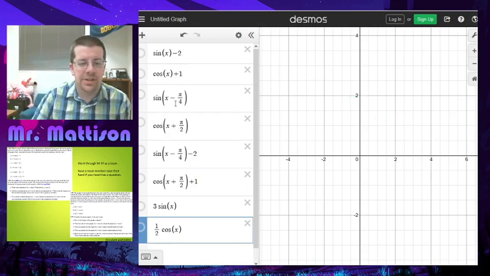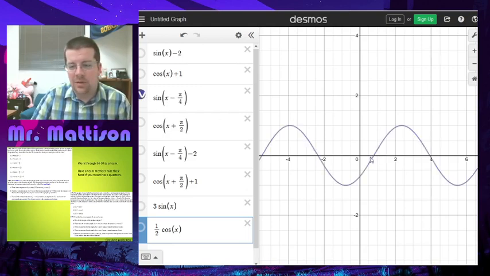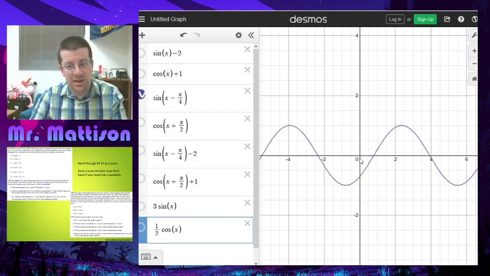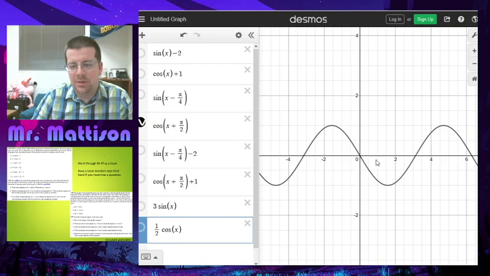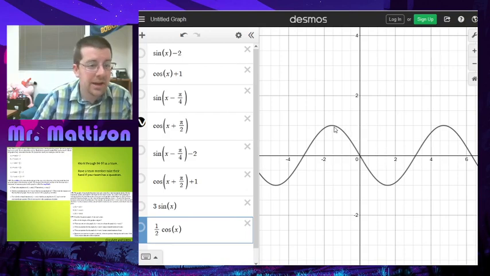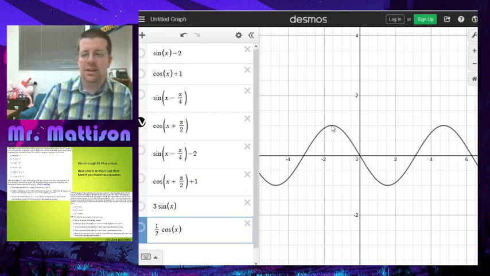Then here I have a shift right of pi over 4. So now I'm starting over here at pi over 4 as opposed to starting here at 0. For my cosine, if I add pi over 2, I'm now going from where I normally would start here, now moving it left pi over 2. So I'm going to start right there.